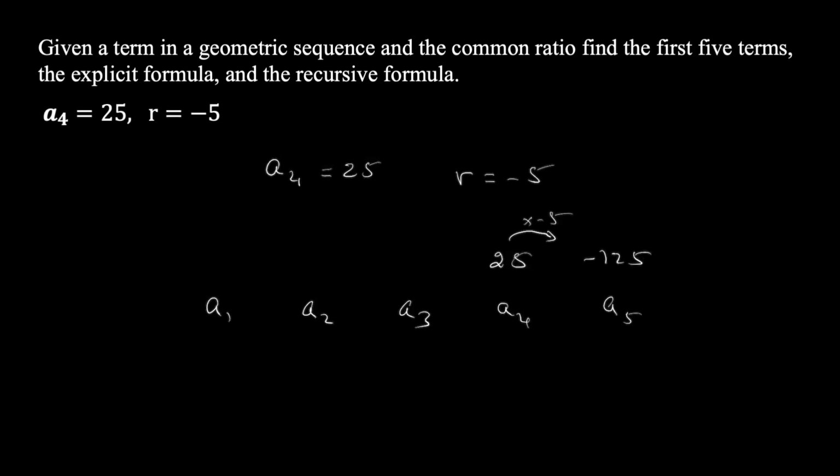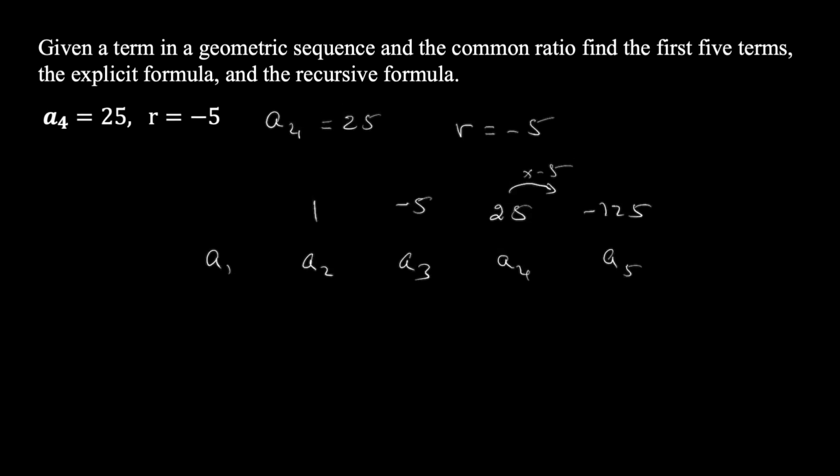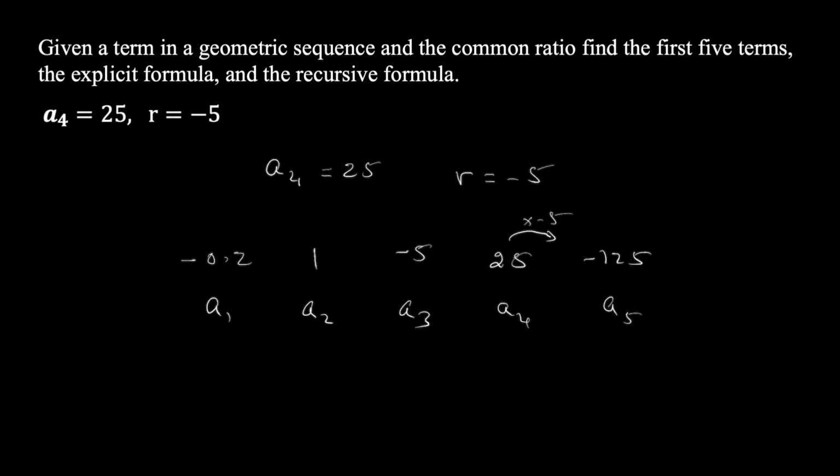So multiply by -5, what do you get? -125. Now, since you multiply by -5 to get the next term, how do we get the previous term? We divide by -5. So 25 divided by -5, you get -5. Divide by -5, you get 1. 1 divided by -5, you get -0.2. So here are the first 5 terms.